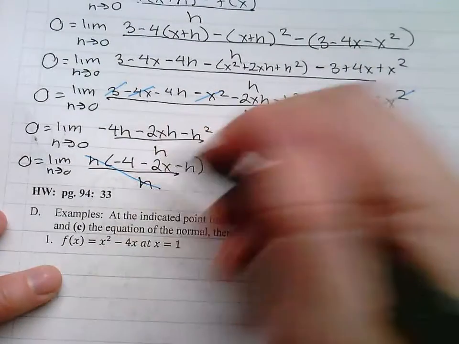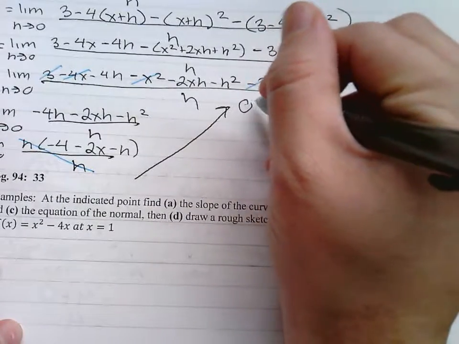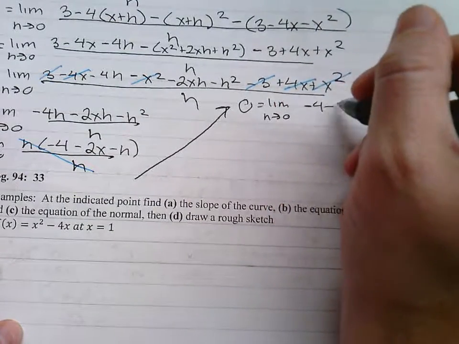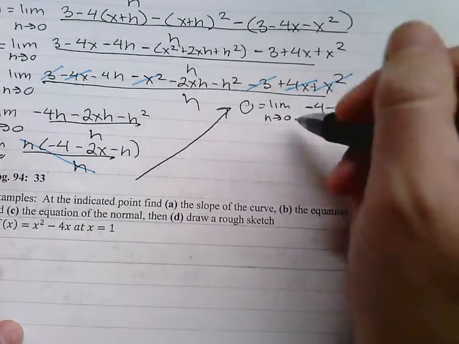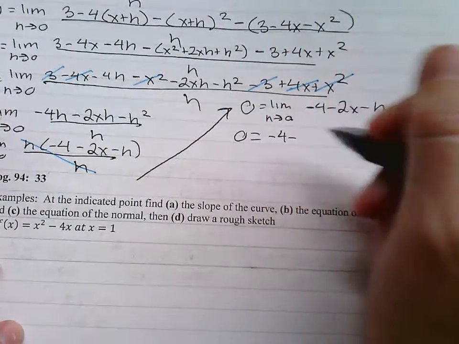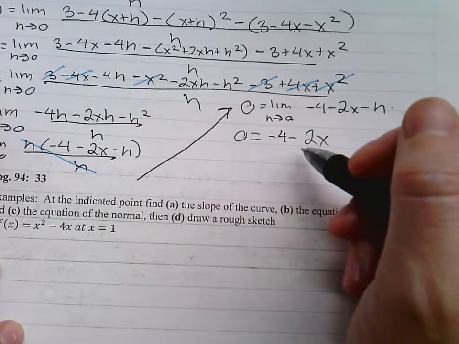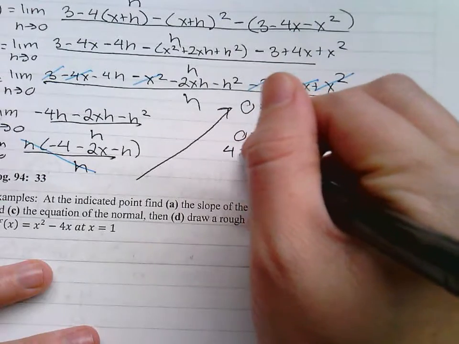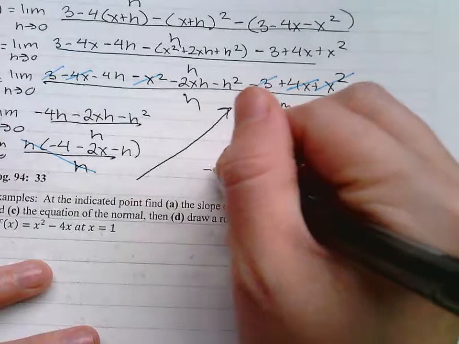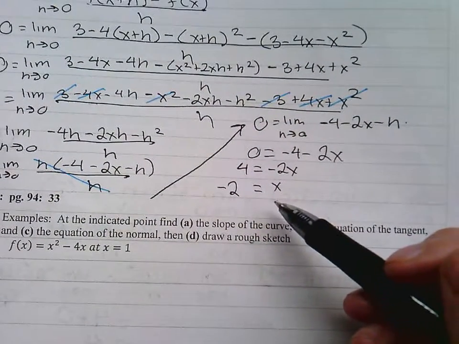So you can go ahead and plug in there. So you have 0 equals the limit as h approaches 0 of negative 4 minus 2x minus h. Go ahead and plug in 0 right here. So you have 0 equals negative 4 minus 2x, because minus 0. Solve for x. So you're going to have 4 equals negative 2x, so x equals negative 2. Okay, that is our x value at which this point is horizontal.